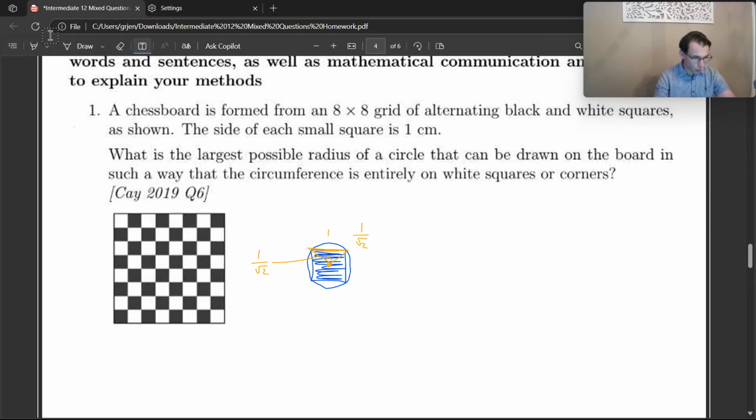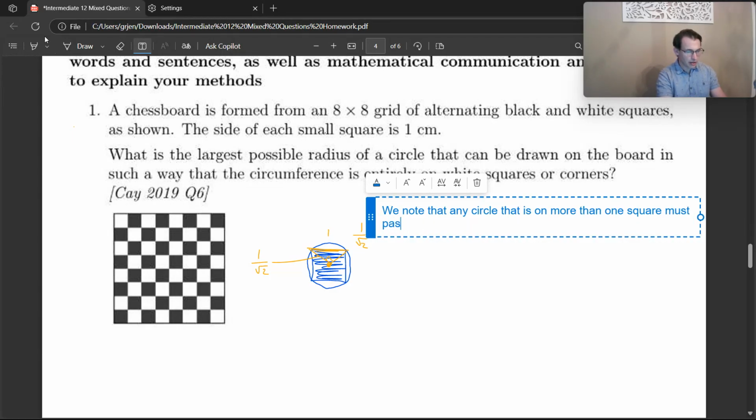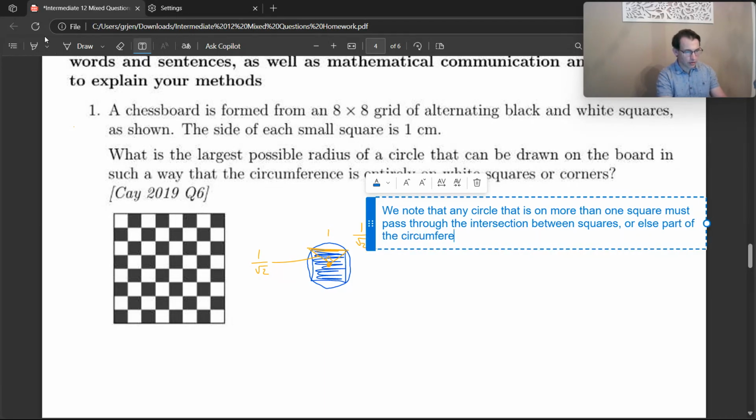But while you're going, you're going to write down the things you notice. We note that any circle that is on more than one square must pass through the intersection between squares, or else part of the circumference of the circle would lie on black squares. There. So we make that observation. That's important to get all of our points.